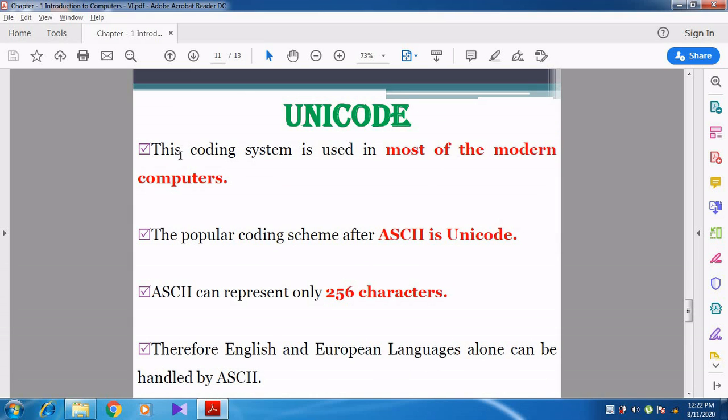So this encoding system is used in most modern computers. The popular coding scheme after ASCII is Unicode. ASCII can handle only 256 characters and it can handle only English. That is the very important thing. Therefore English and European languages alone can be handled by ASCII. ASCII cannot handle the other languages because it was developed by the Americans, right? So it can handle 256 characters.